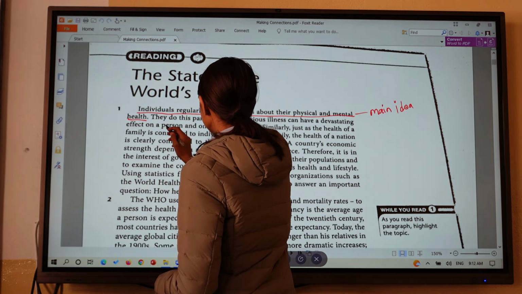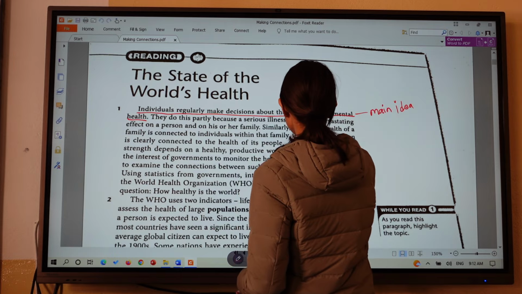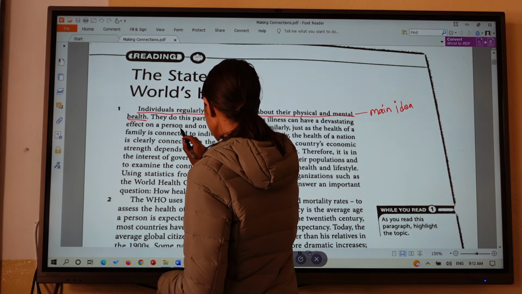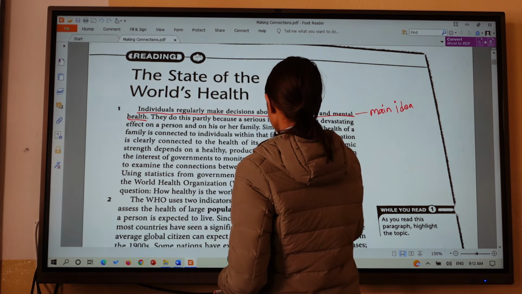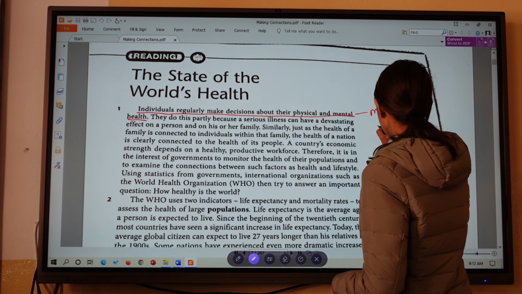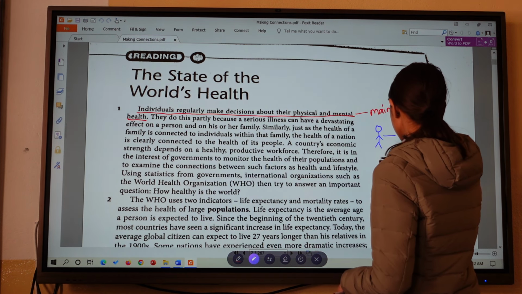Yes, ma'am. They do this partly because a serious illness can have a devastating effect on a person and his or her family. Okay, so the health of a person, an individual, is related to the health of his or her family.